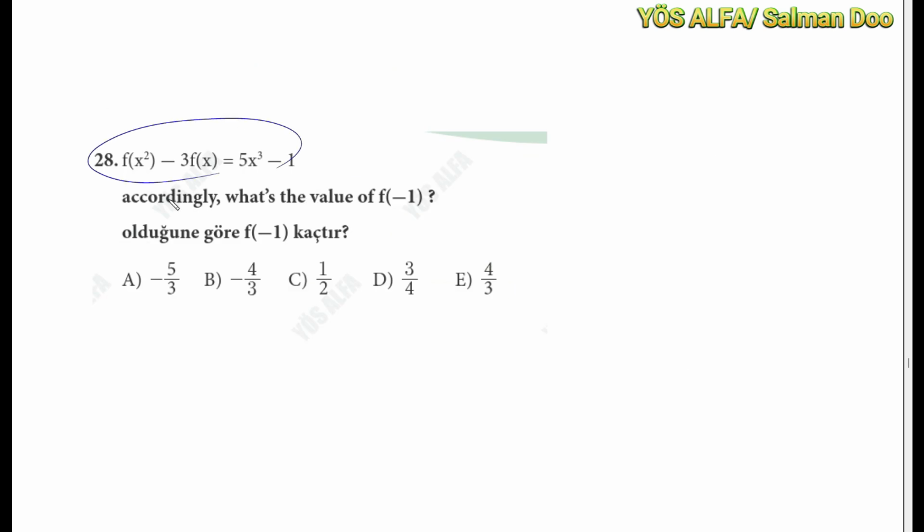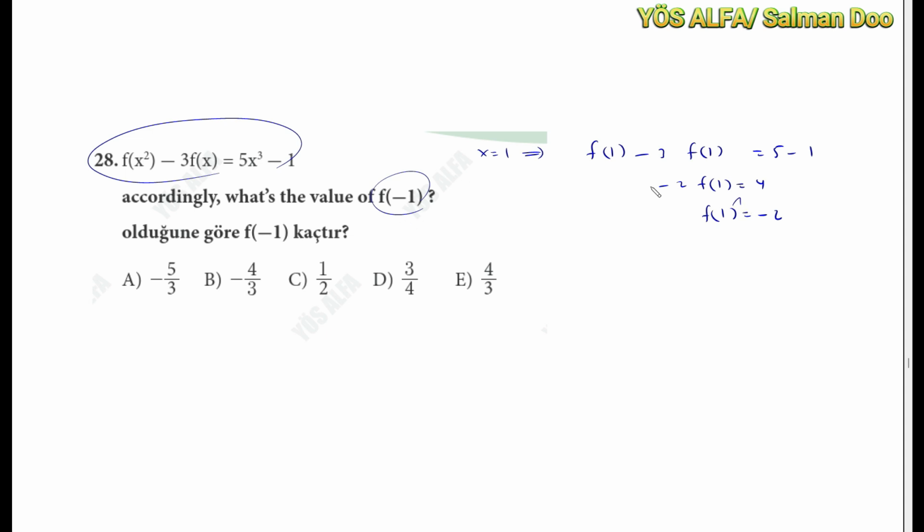This equation is given. f of minus 1 is asked. If we start from f of minus 1, this is going to be f of 1. Since we don't know f of 1, we can't figure out f of minus 1. So we need to first start with f of 1. So let's start with f of 1. When x is equal to 1, we have f of 1 minus 3 times f of 1 is equal to 5 minus 1. From here, minus 2 f of 1 is equal to 4. f of 1 is equal to minus 2.